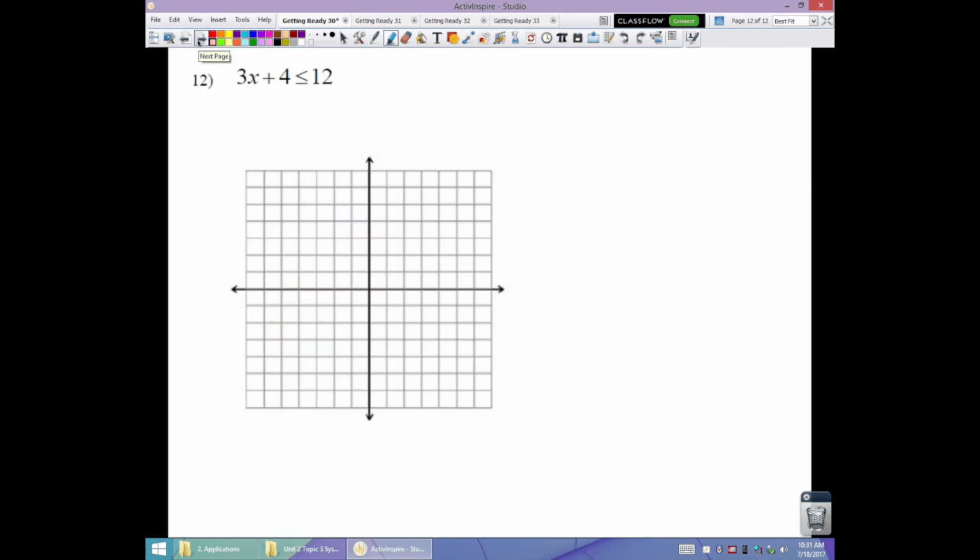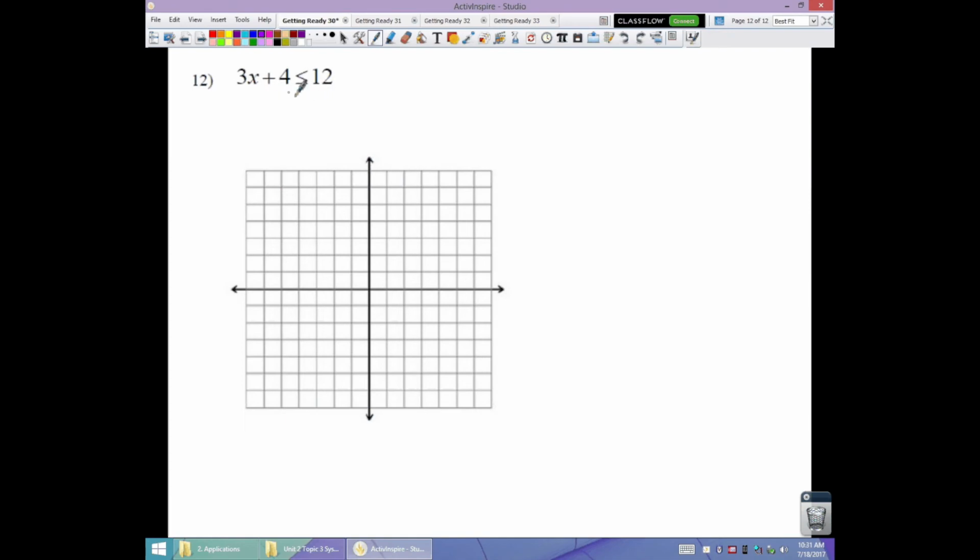All right, and last one, number 12. It looks at first like it's in standard form. I guess it is in standard form, but there is not a y variable anywhere in the inequality. Okay, it's not 3x plus 4y, and that's not a typo. We do just want to graph this inequality that has one and only one variable.